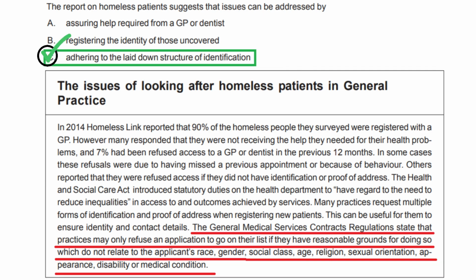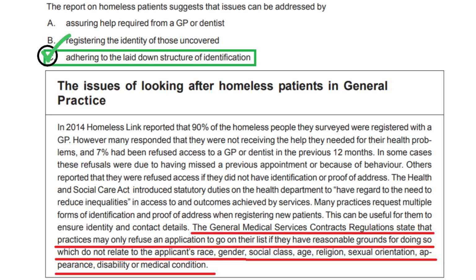Option B, registering the identity of those uncovered, is also incorrect. The paragraph mentions that some homeless individuals were refused access to a GP or dentist if they did not have identification or proof of address. However, the paragraph does not suggest that the solution lies in registering the identity of those uncovered. The issue seems to be more about the requirements for identification and proof of address when registering new patients.